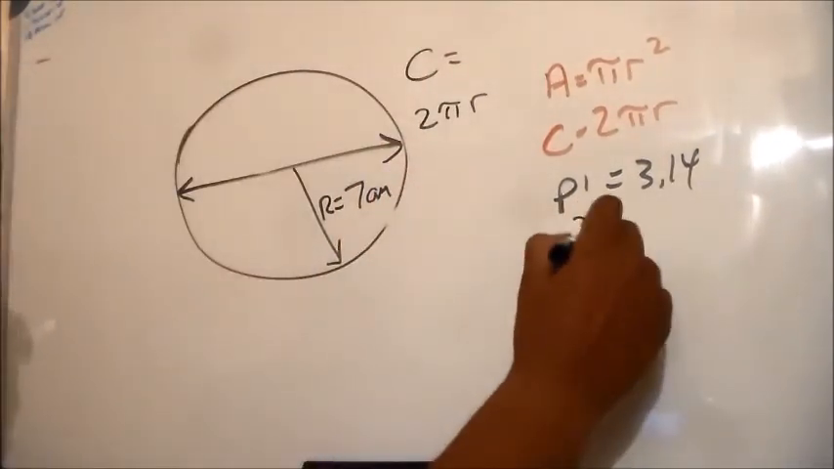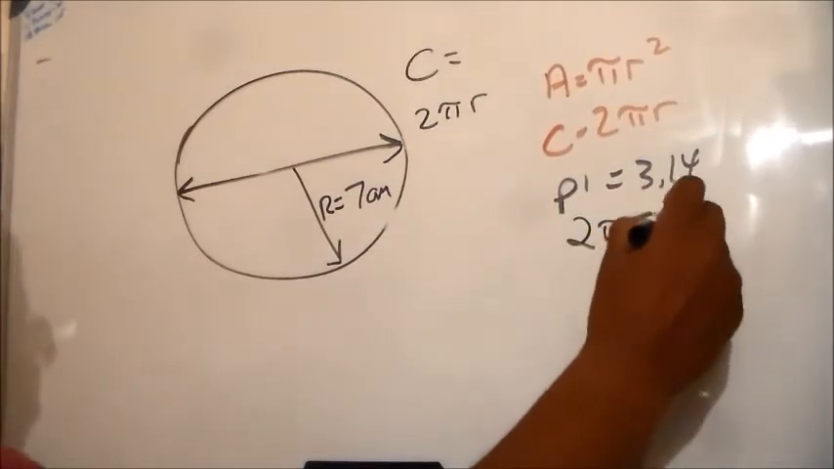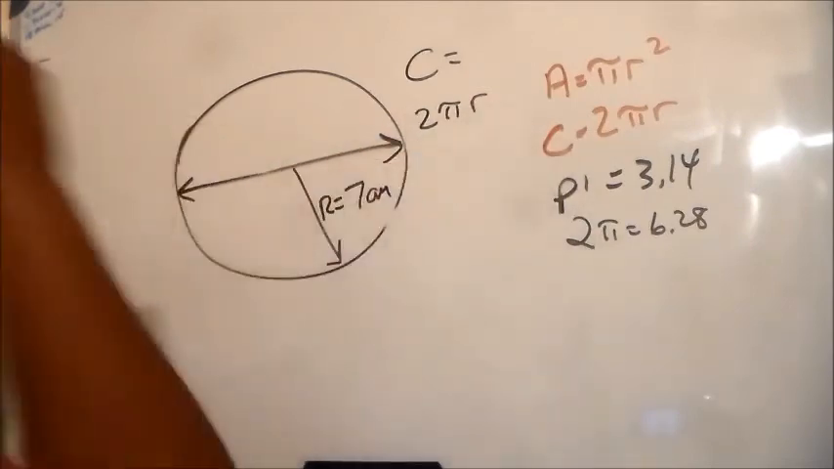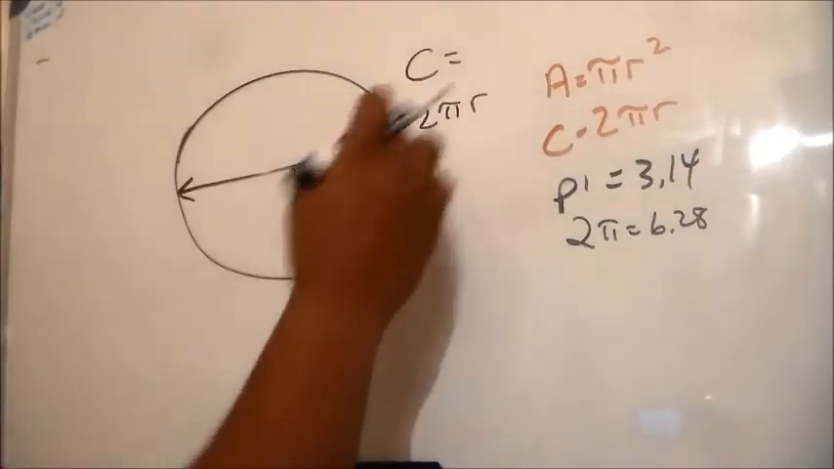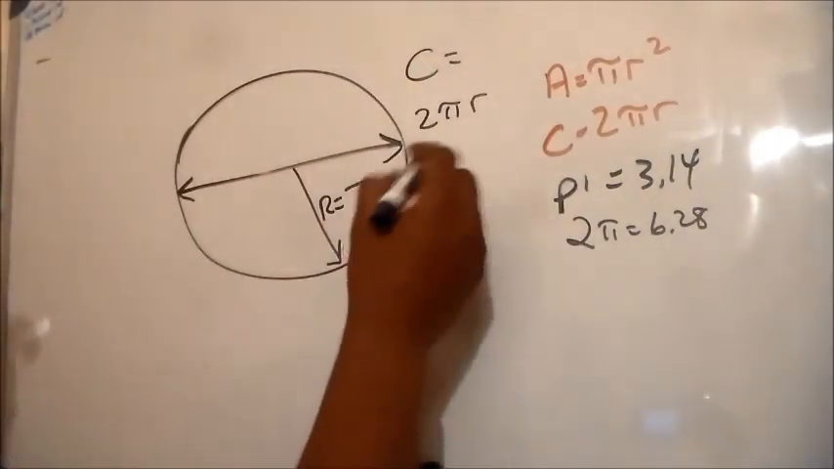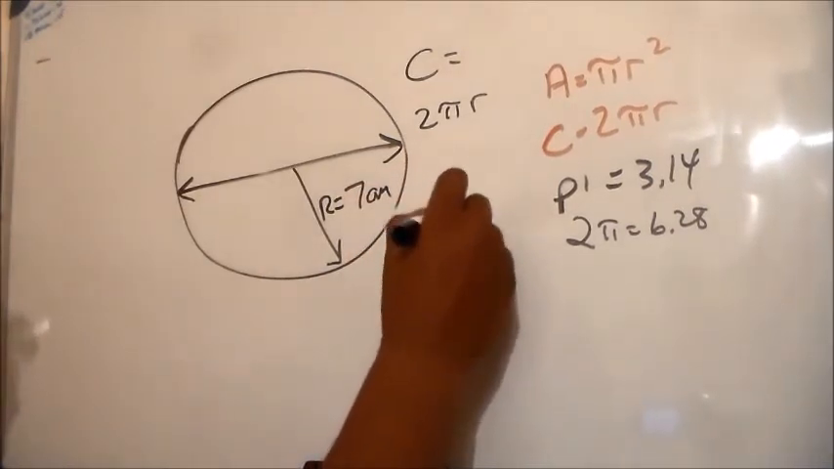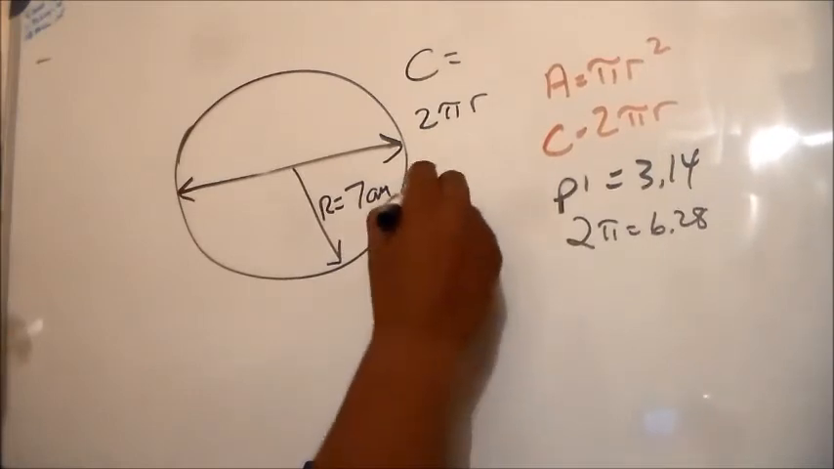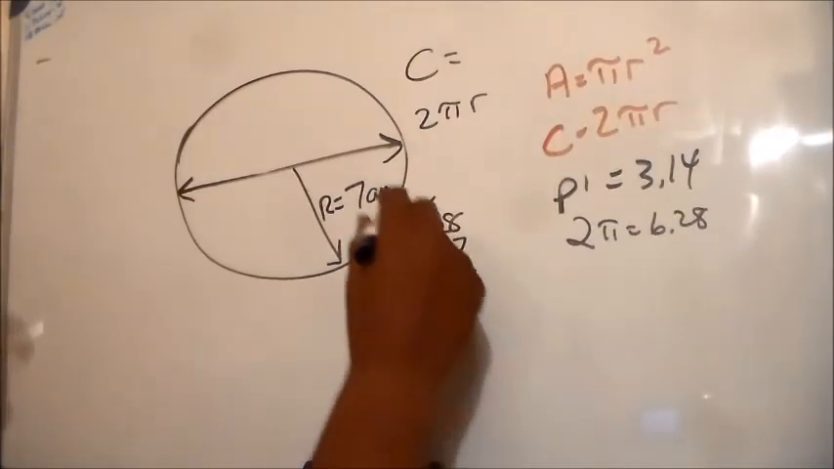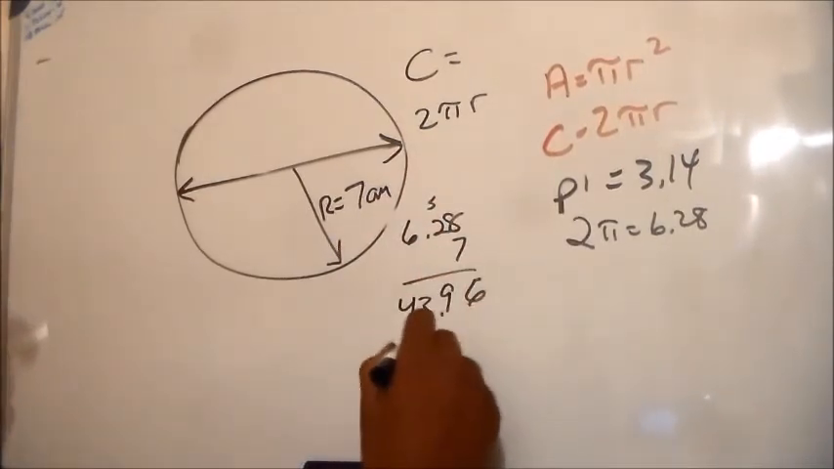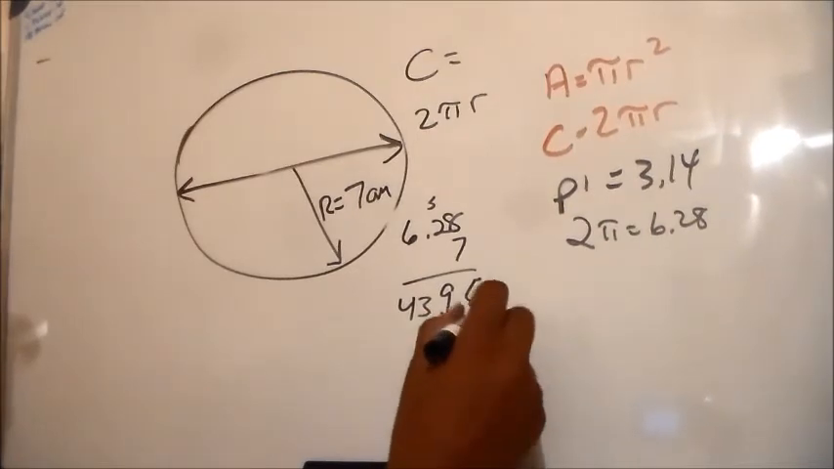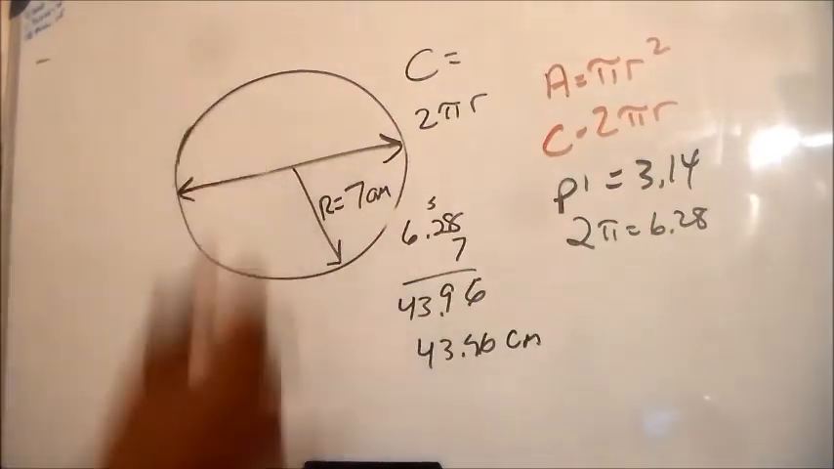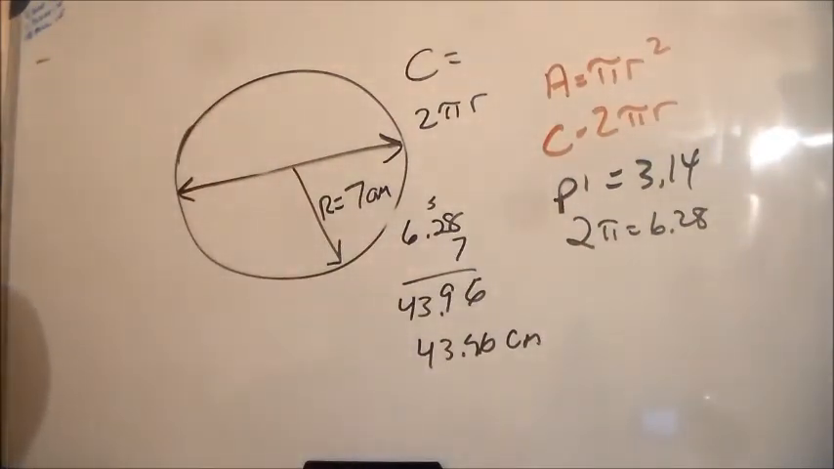Again, 2 pi equals 6.28. I just automatically work that out when I'm working with a bunch of these, because I know I'm going to have to multiply 2 by pi a lot. So then it is 6.28 times 7, which is 43.96 centimeters around.